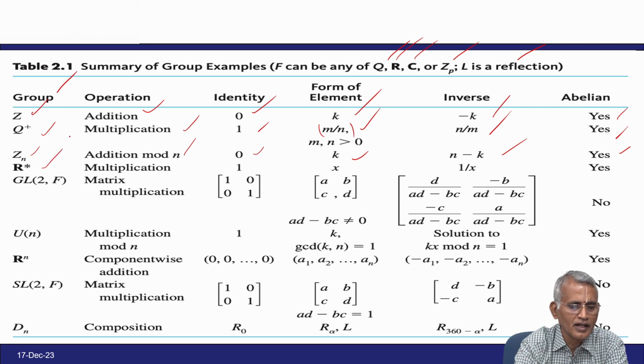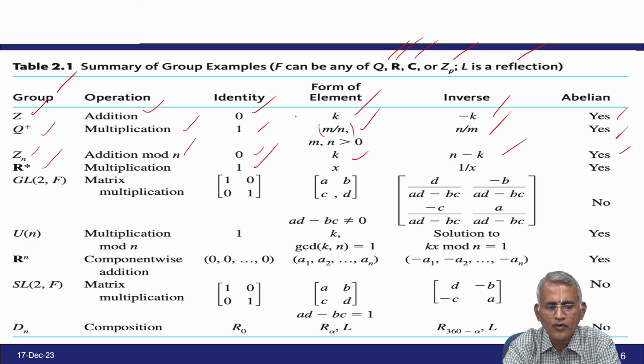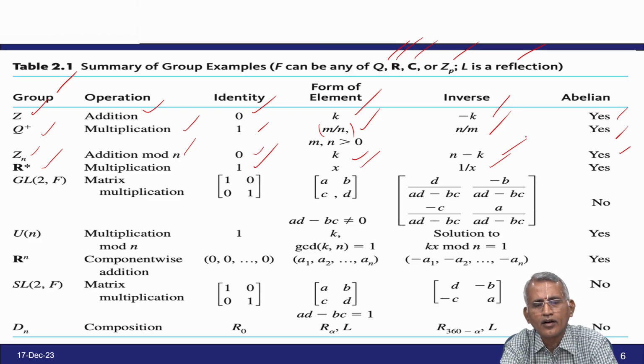Next one is R star. R star is the set of real numbers under the multiplication operation, except 0. It has identity 1, and for an element x, x is real, then 1 by x is also real, and it obeys the commutative property, so it is said to be an abelian group.